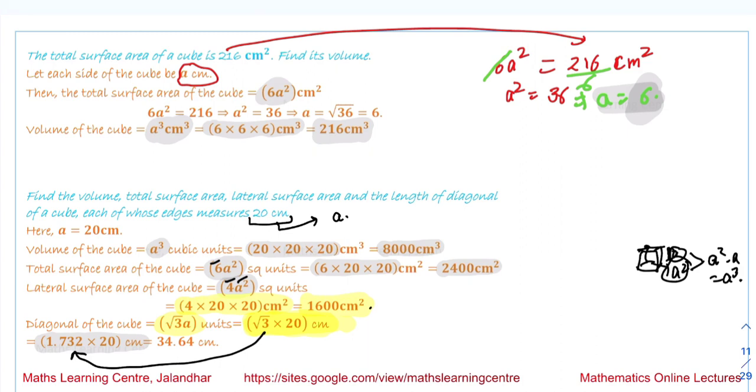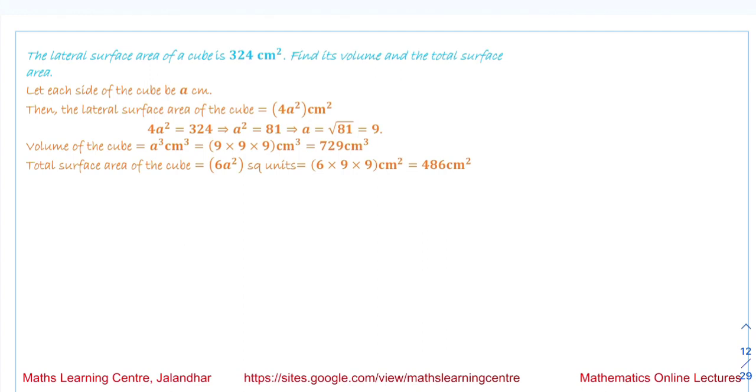Next we are given that the lateral surface area of a cube is 324 centimeter square. The formula for lateral surface area is 4a square and its value is given to be 324 centimeter square. So we get a square is equal to 81. So the value of a we will get is equal to 9 centimeter.